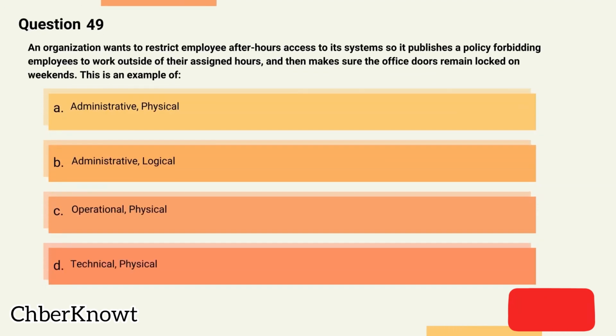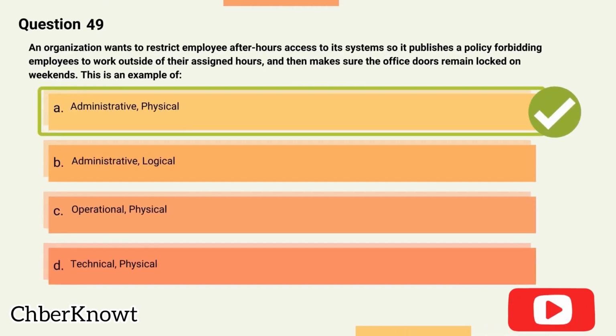Question 49. An organization wants to restrict employee after-hours access to its systems, so it publishes a policy forbidding employees to work outside of their assigned hours, and then makes sure the office doors remain locked on weekends. This is an example of: Option A. Administrative, physical. Option B. Administrative, logical. Option C. Operational, physical. Option D. Technical, physical. The correct answer is option A.